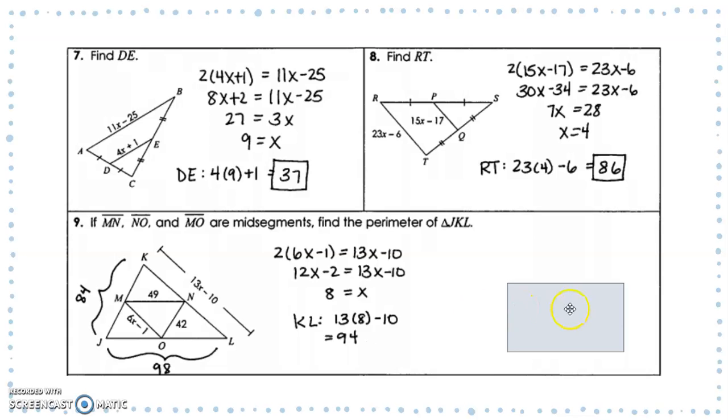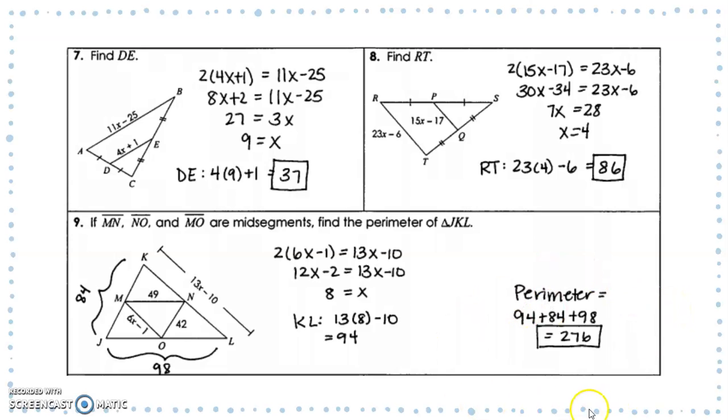Once I have all three sides, I can add them up. So I'm going to add 94, 84, and 98 to get a final perimeter of 276.